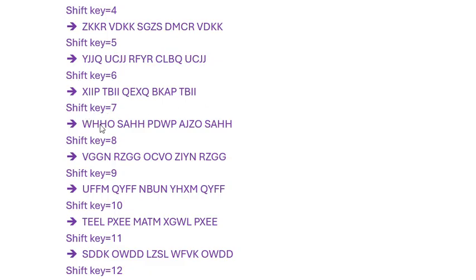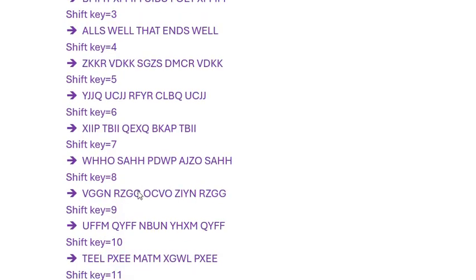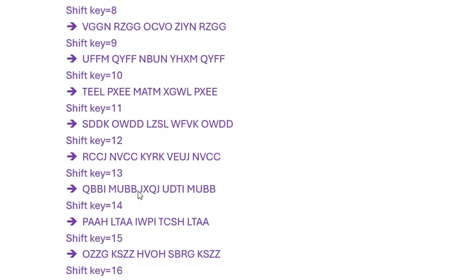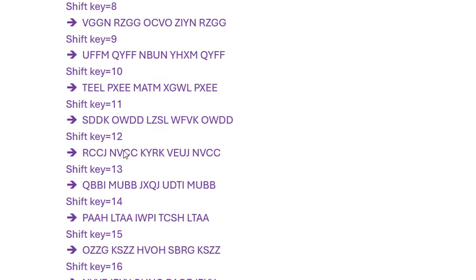Shift key is equal to 7 is giving us this. Shift key is equal to 8 is giving us this. Shift key is equal to 9 is giving us this. Shift key 10 is giving us this. Shift key of 11 is giving us this. Shift key of 12 is giving us this. So you can see that other shift keys are giving this.